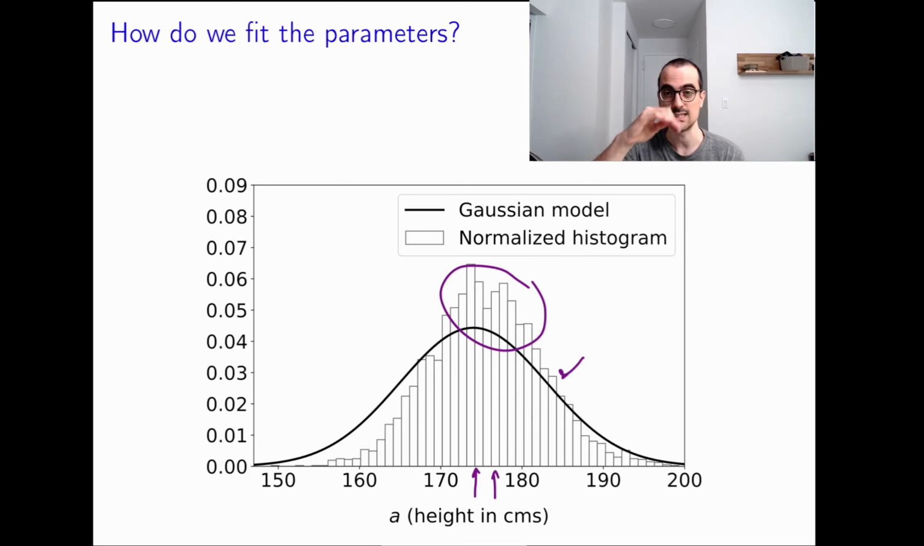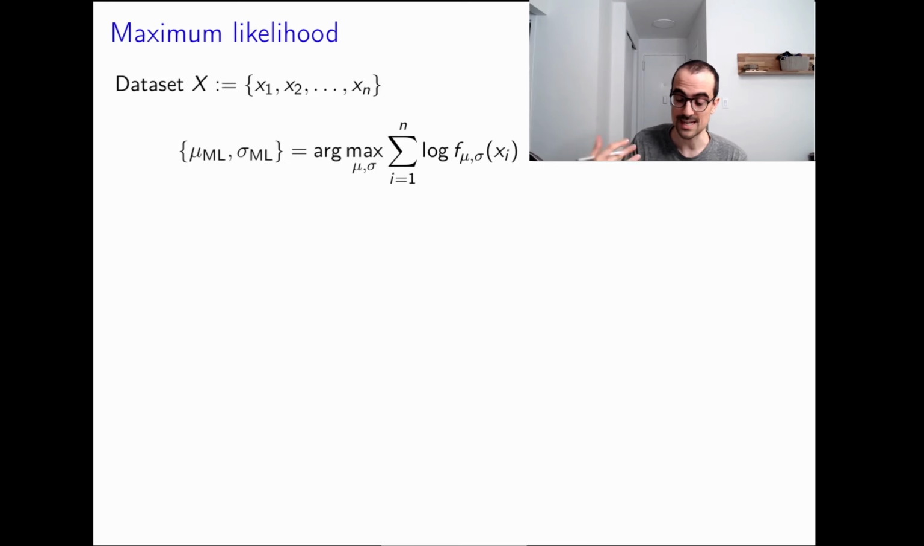We would like a Gaussian that adapts to the heights, and for that we have to choose the appropriate mean parameter and standard deviation parameter. So how are we going to do that? We do this by maximizing the log likelihood, which basically maximizes the density of the Gaussian model at the observed data.